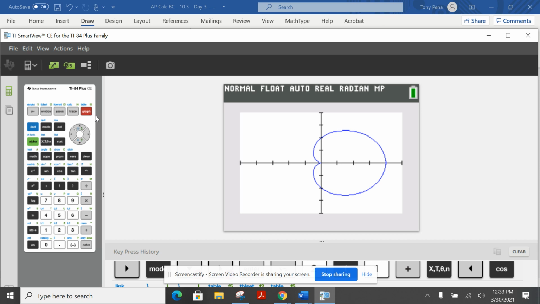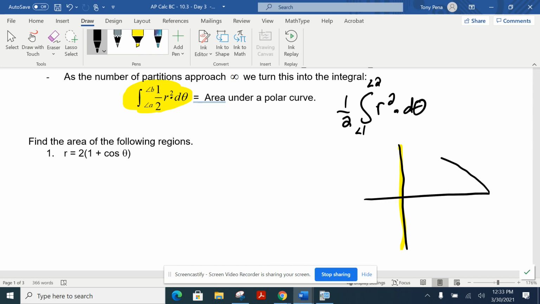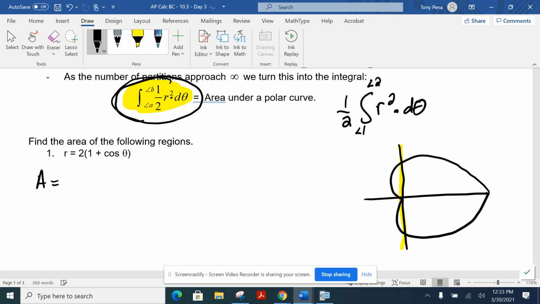All right, so what we're looking for is the area of that figure. For the sake of this first one, I'm going to go ahead and sketch this. This is basically just a bigger version of one of the cardioids that we did yesterday. So what I said right here, if we look at what I have highlighted, the area of a polar curve in general is 1/2 times the integral of r squared.